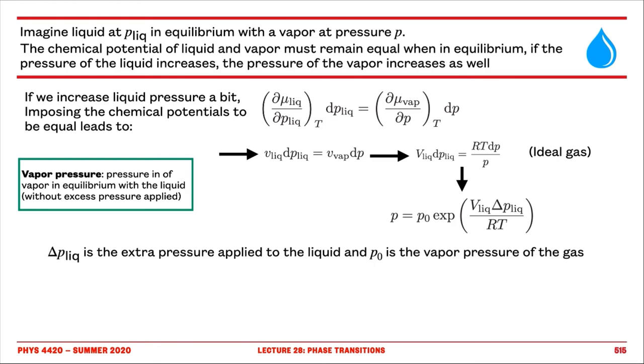Good. Now, here's the thing, though. Because delta P liquid is the extra pressure applied to the liquid and P0 is the vapor pressure of the gas, what is delta P liquid? Well, think a little bit about the situation. We have a gas at a given pressure and then you want it to condense. But it turns out that the very first phase of condensation, and that's really what I mean by the fluctuations I discussed before and will discuss more later, the first thing that's going to form is a droplet. Right, a droplet that we discussed in lecture 17, so a long time ago.